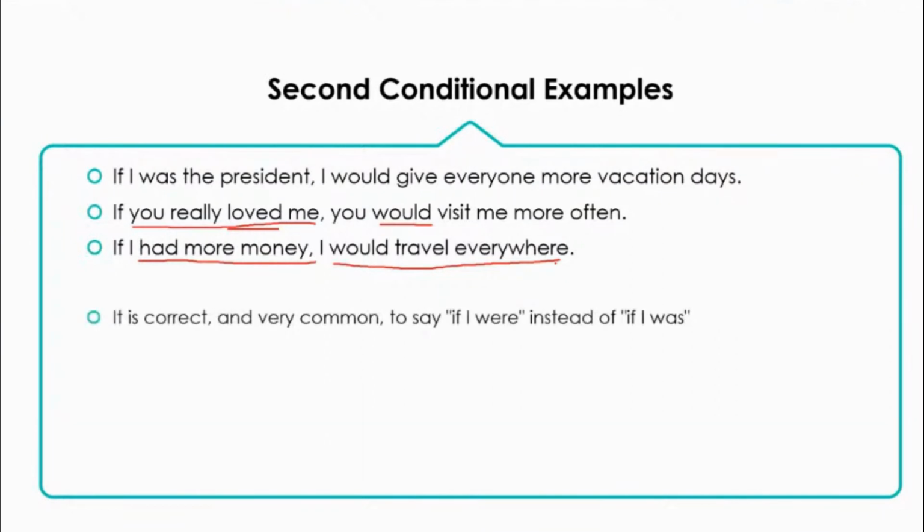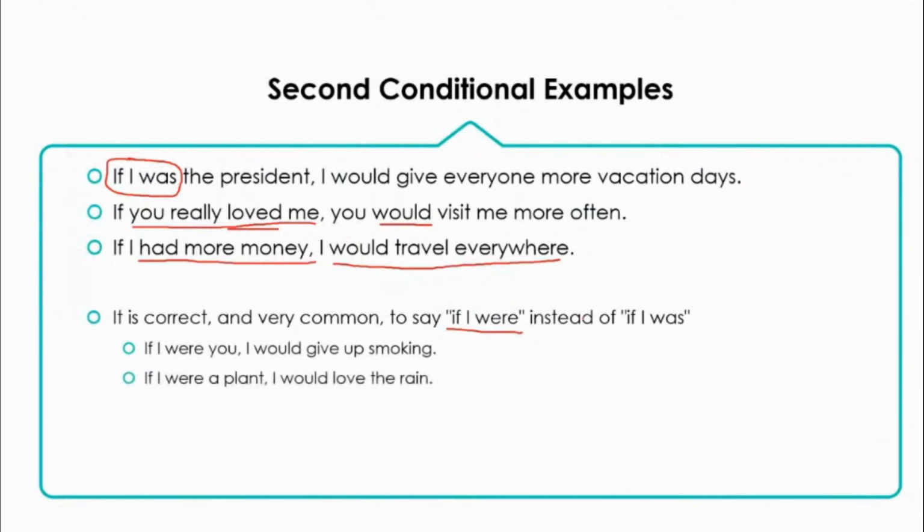One thing to note, so here in number 1, I say if I was, but it is very common to say if I were. So this is called the subjunctive mood. If I were you, I would give up smoking. Or if I were a plant, I would love rain. So you can use was, but it is correct and very common to say if I were when we're using this conditional form.